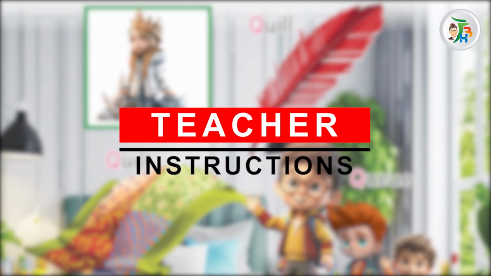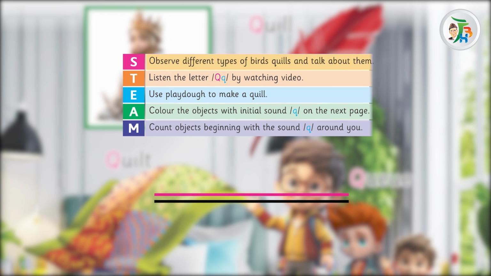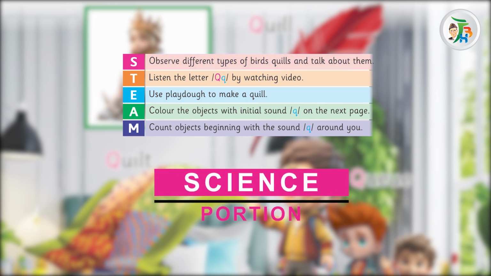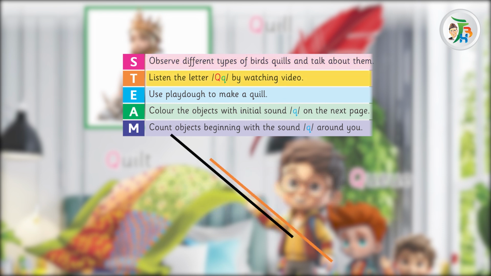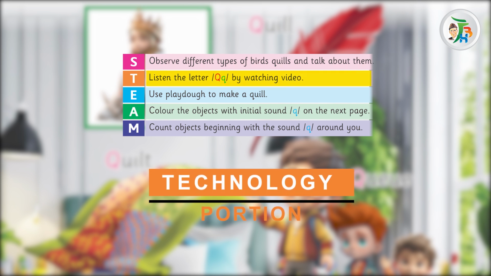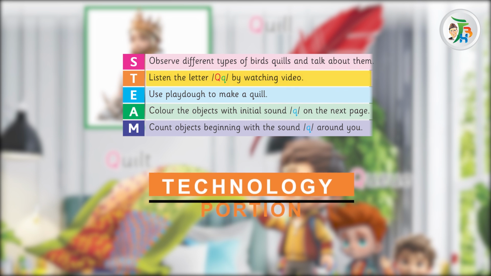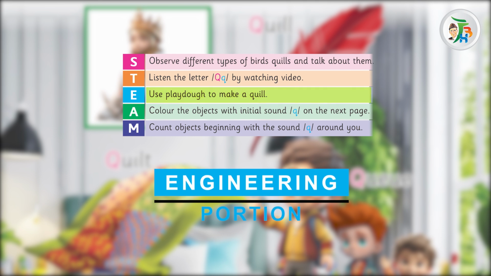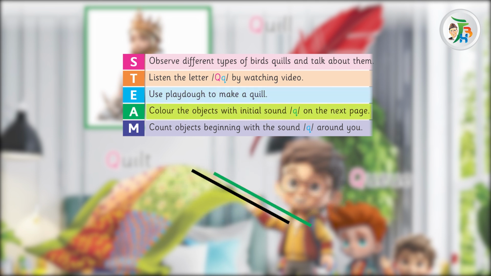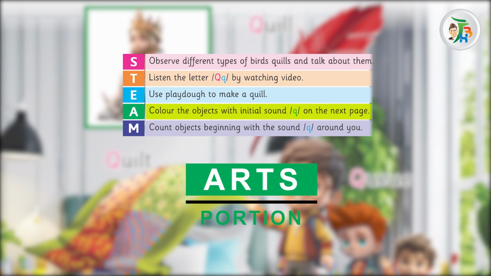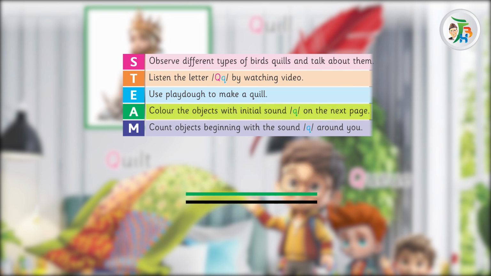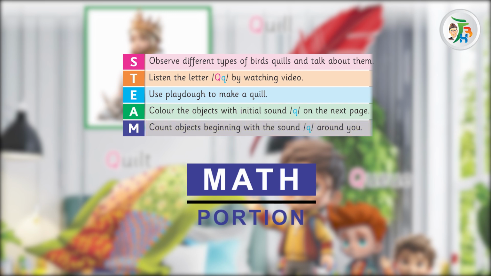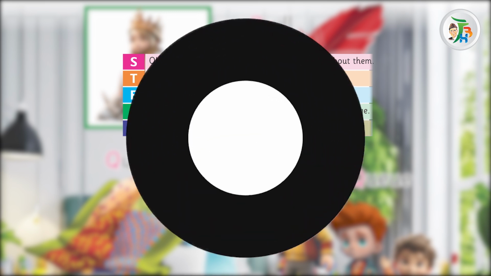Instructions for the teachers. Dear teachers, keep the students engaged in different STEAM activities. For the science portion, discuss with them about the different types of coil. For technology portion, show them the video of letter Q and listen the sound of letter Q. For engineering portion, provide them a Play-Doh and ask them to make a coil. For arts portion, guide them to color the object on next page which start from letter Q. And for the math portion, give them a task to count the object near them which start from letter Q.